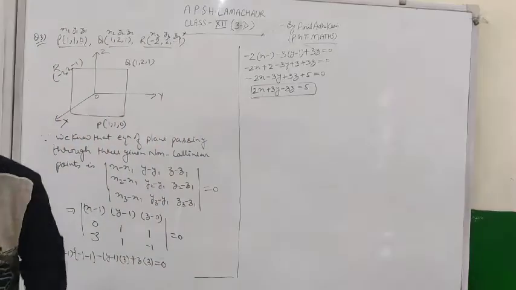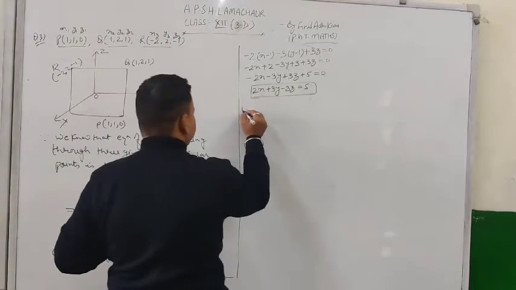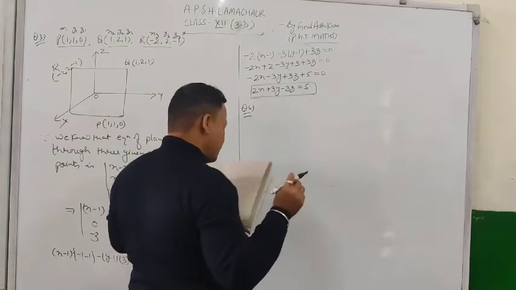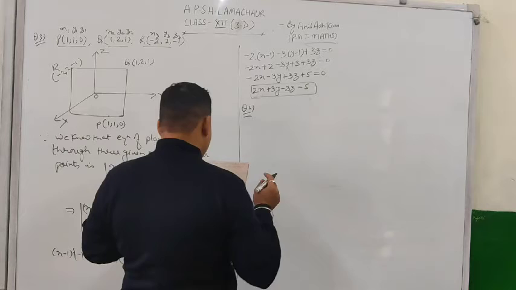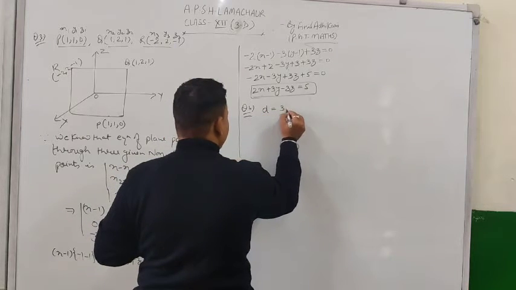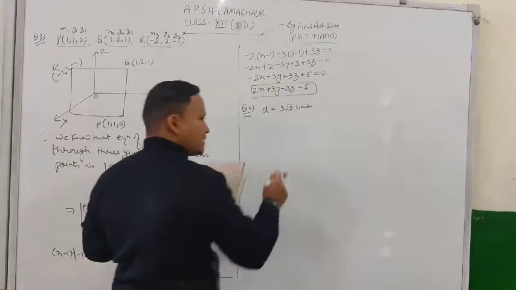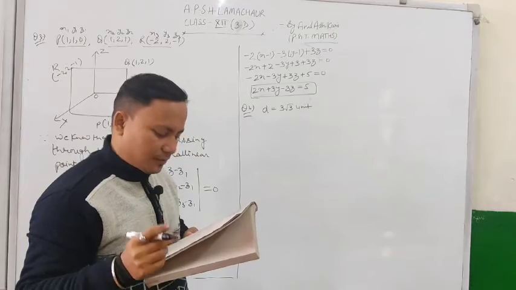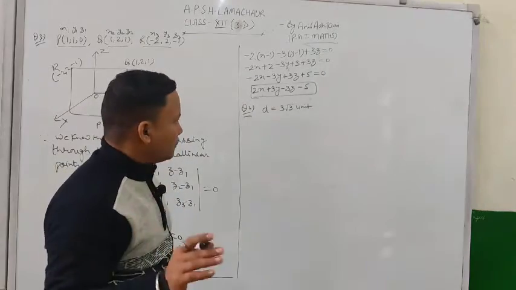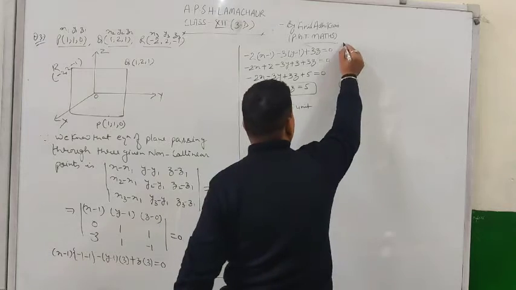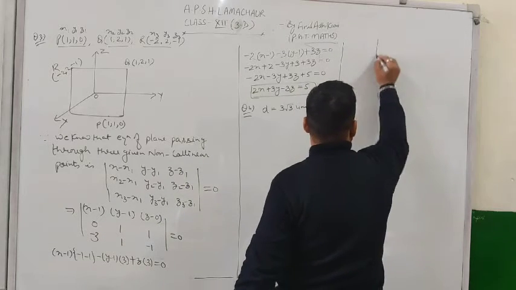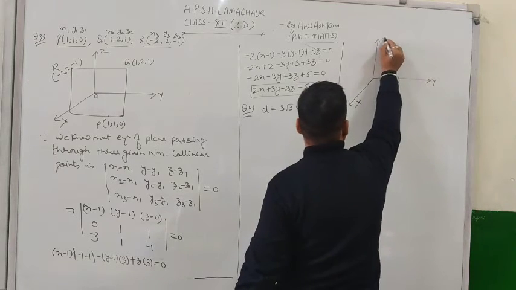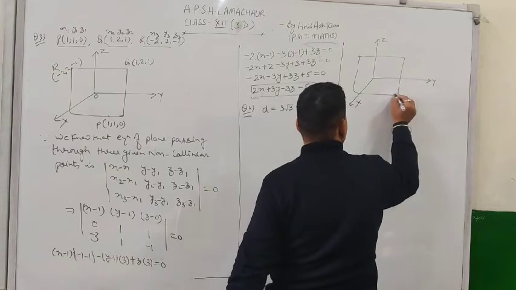Okay. So our next question is question number 4. What we have to do here? We have to find the equation of any plane which is at a distance of 3 root 3 unit. Distance is given as 3 root 3 unit. This is the distance of the plane from the origin, and the normal to it is equally inclined to the coordinate axes. Now understand the point here. What we have to find out is the equation of a plane. Let this one be the plane.